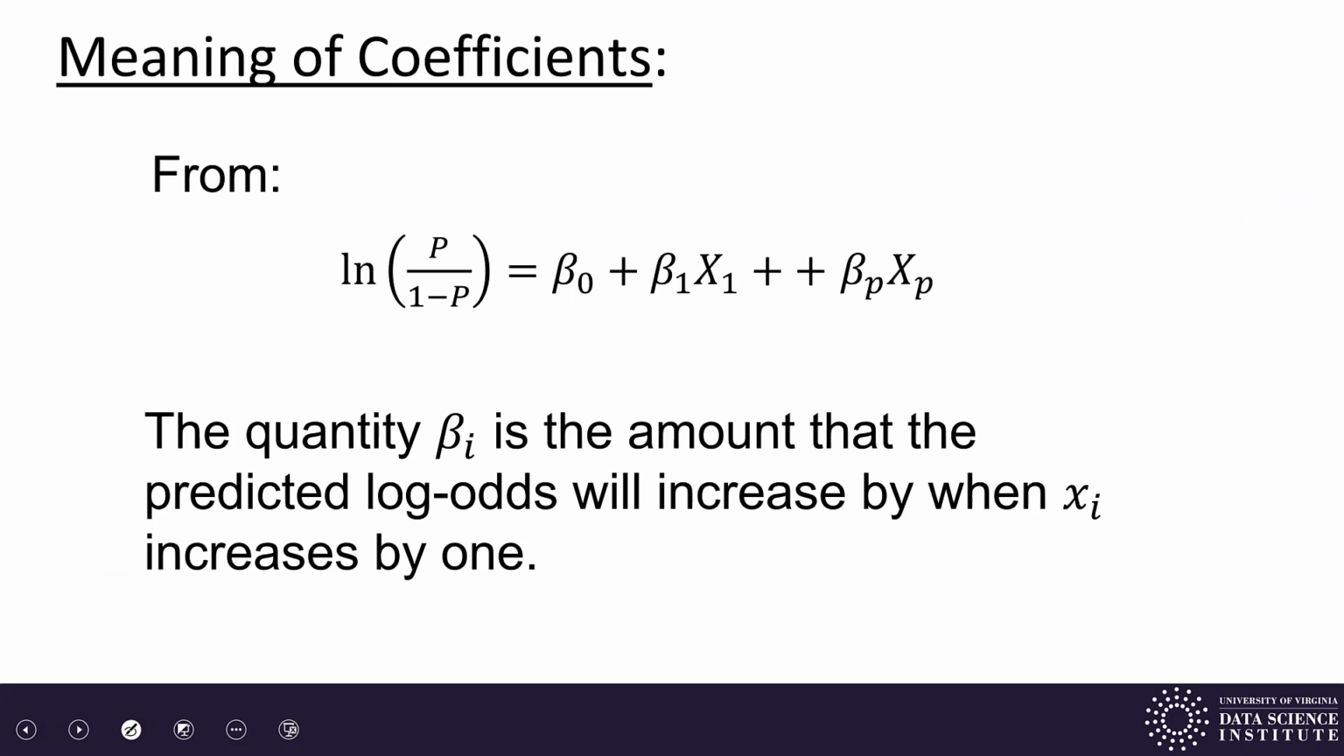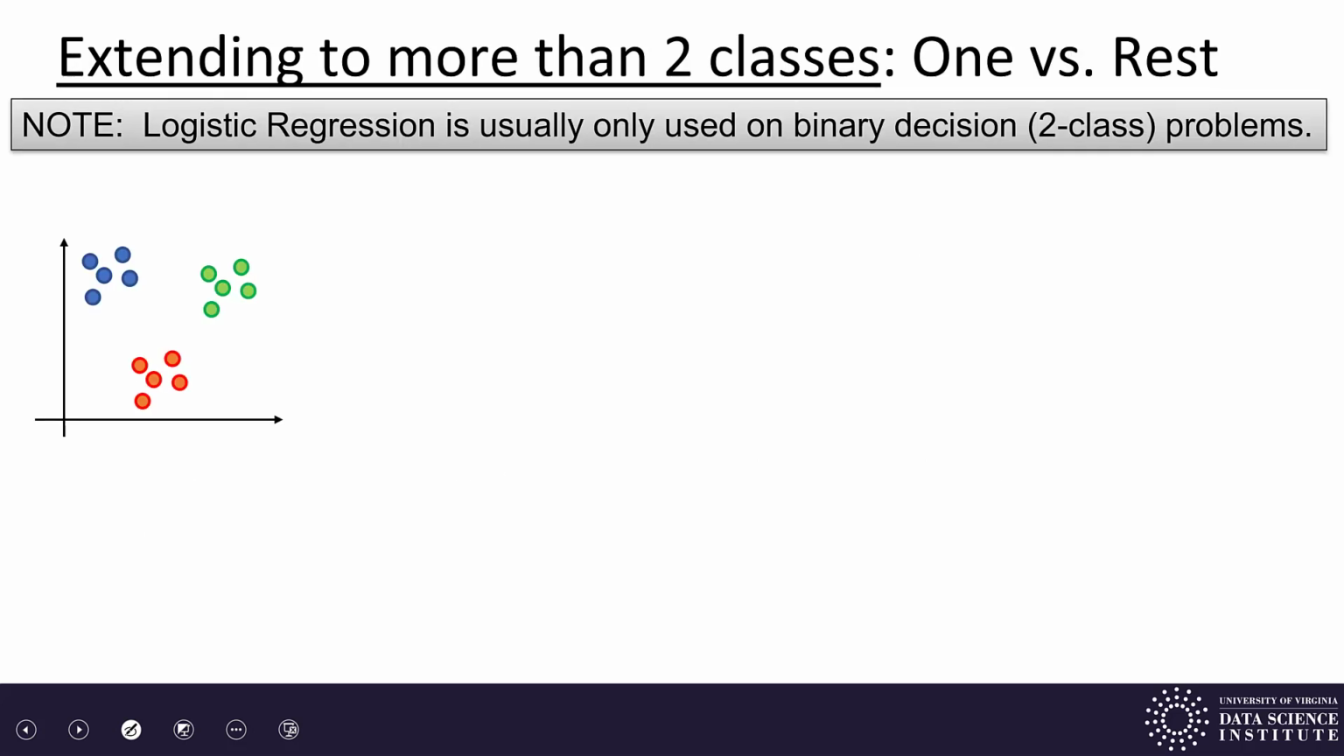Let's talk about the meaning of those coefficients. If we look at this formula, the log of the odds equals that linear function, we can see that the quantity beta i is the amount that the predicted log odds will increase by when x i is increased by 1. So we have an interpretation of how the log odds change. It's similar to our interpretation of coefficients in linear regression. Now let's talk about what we use to extend logistic regression to more than 2 classes.